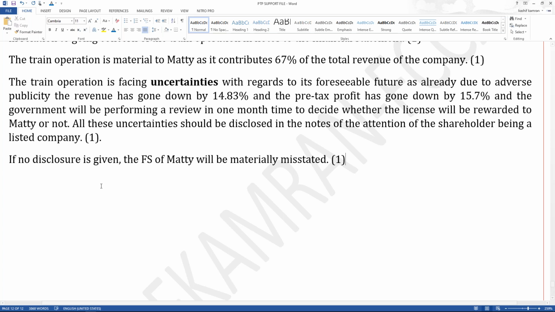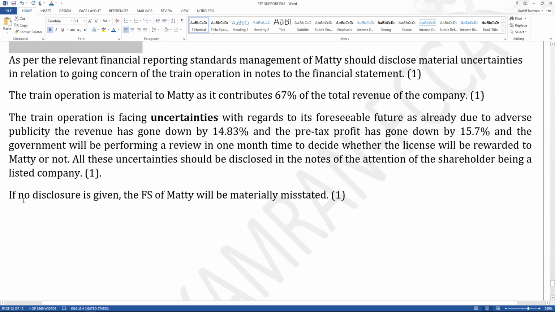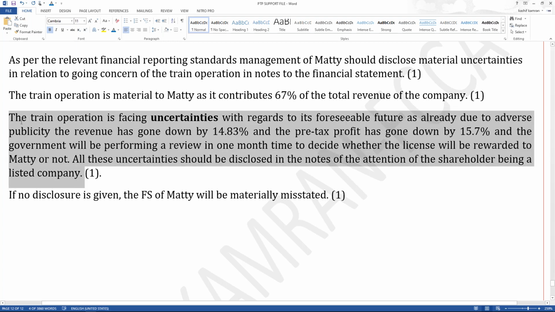Now see, we got 4 marks from comment on the matters. Is everyone clear on this? Have we written something out of the case study? We found materiality, we found a treatment, we found something specific to the case, the indicators of going concern. Did I mention the indicators of a going concern as a very specific matter? Paragraph number 3, right?